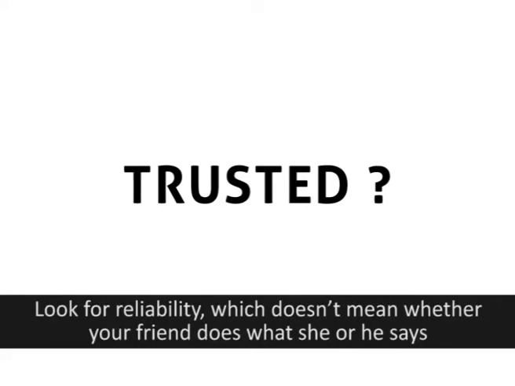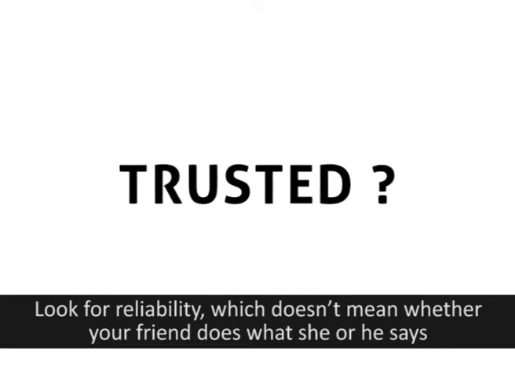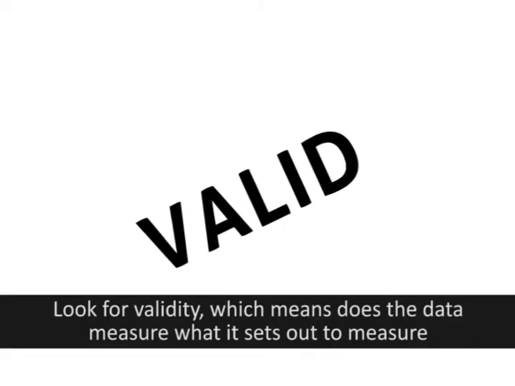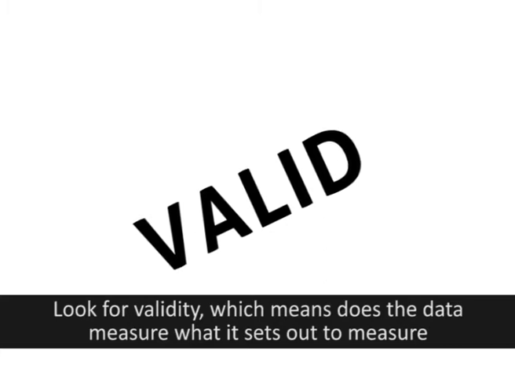Look for reliability, which doesn't mean whether your friend does what she or he says she or he is going to, but rather, in the case of evaluation, means can the data be trusted? Is it right? Correct. Look for validity, which means does the data measure what it sets out to measure? For example, if you ask a question that is vague or confusing, the responses may not be valid. That is, they may not measure what you set out to measure. This seems self-evident, but you would be surprised how often people forget to do this.